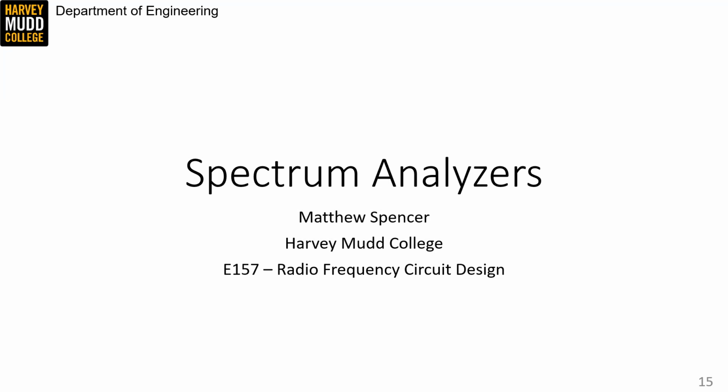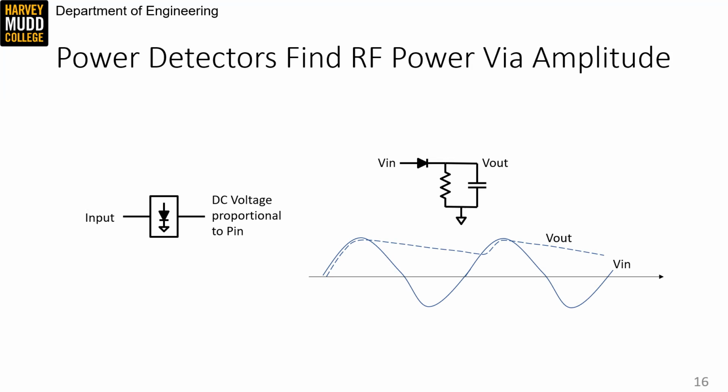In this video, we're going to assemble the components from the last few videos into a common piece of benchtop test equipment. We need one more component to make a spectrum analyzer, and it's called a power detector. Power detectors convert signals of any frequency into slowly varying voltages that are proportional to the signal power.